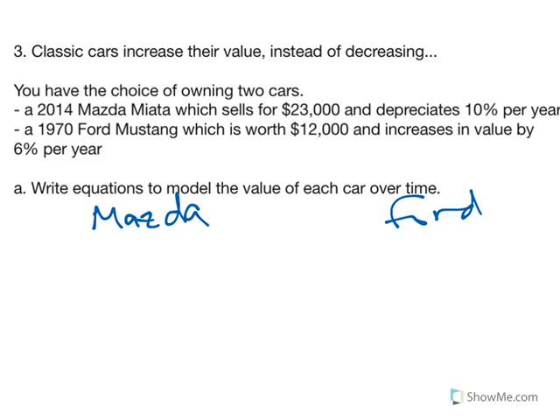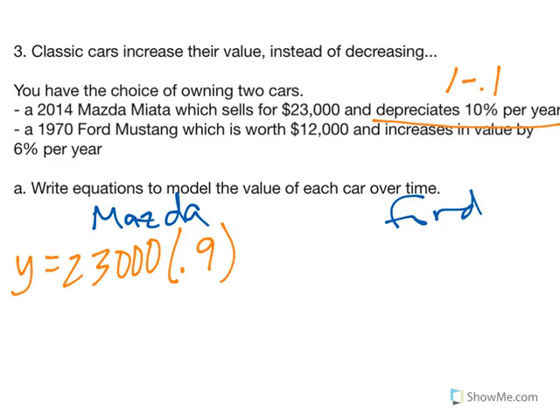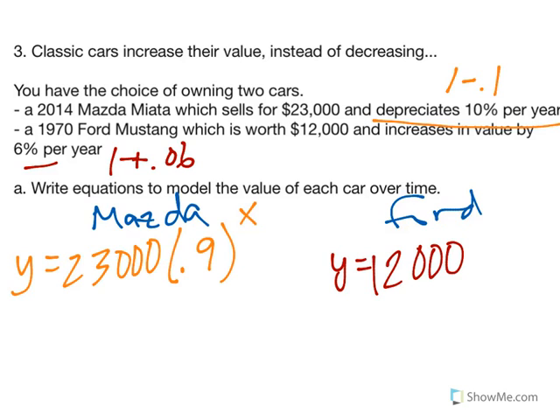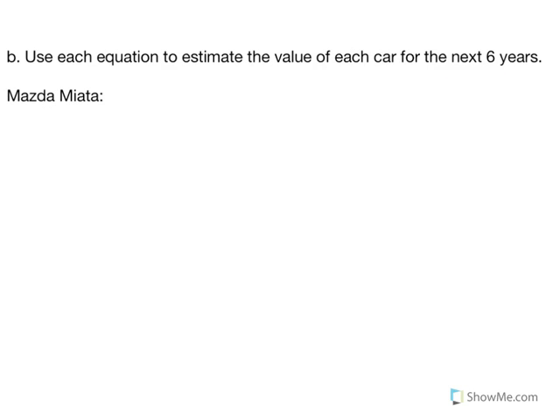So I'm going to put the Mazda over here, and I'm going to put the Ford over here. So hopefully the Mazda, right, it depreciates. That's 1 minus 0.1. So it starts at 23,000. Because it depreciates, it's going to be less than 1. And X represents the number of years. Now for the Ford, right now it's increasing. So because it's increasing, we're going to add the 0.06. So it starts at 12,000, and we've got 1.06 raised to the X power. So you can see how decay factor less than 1, growth factor greater than 1. A little bit of a difference.